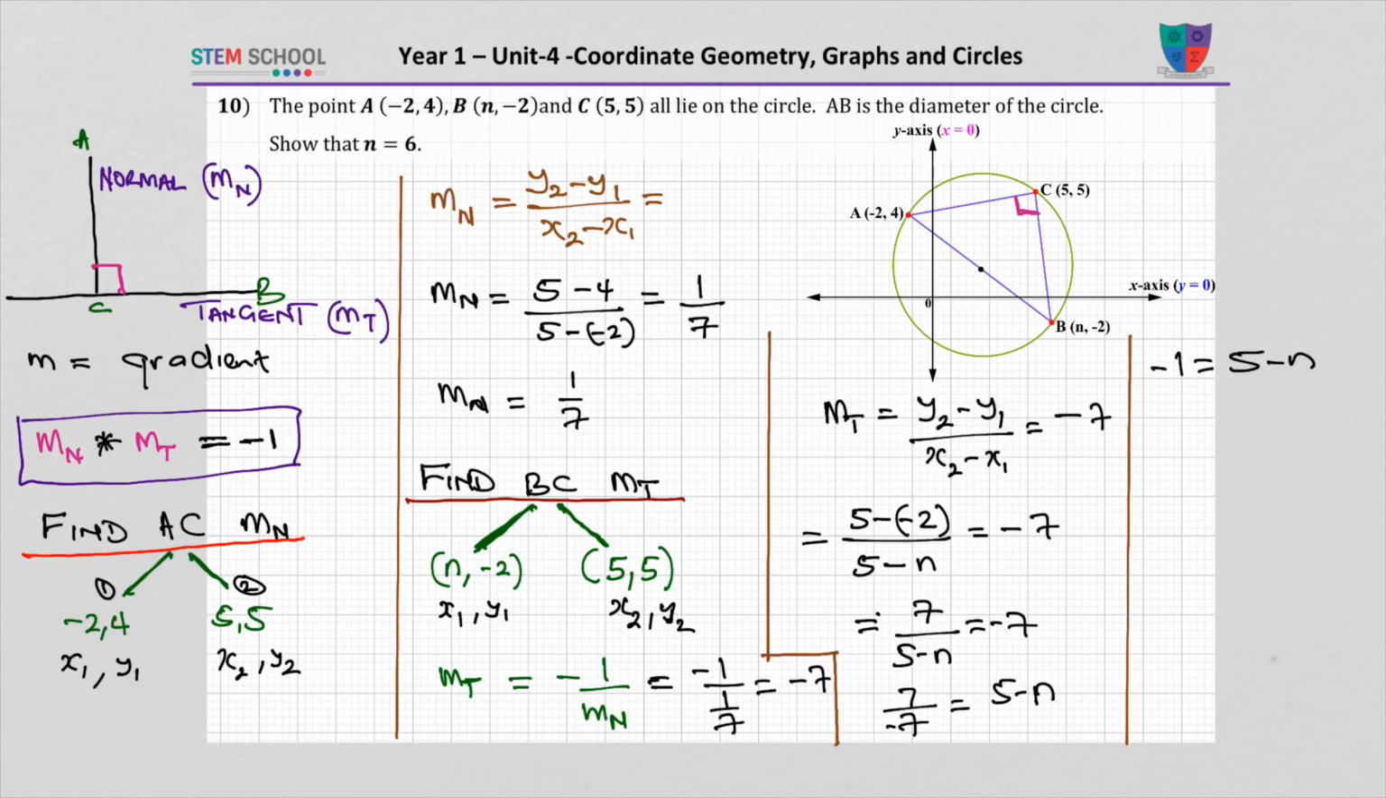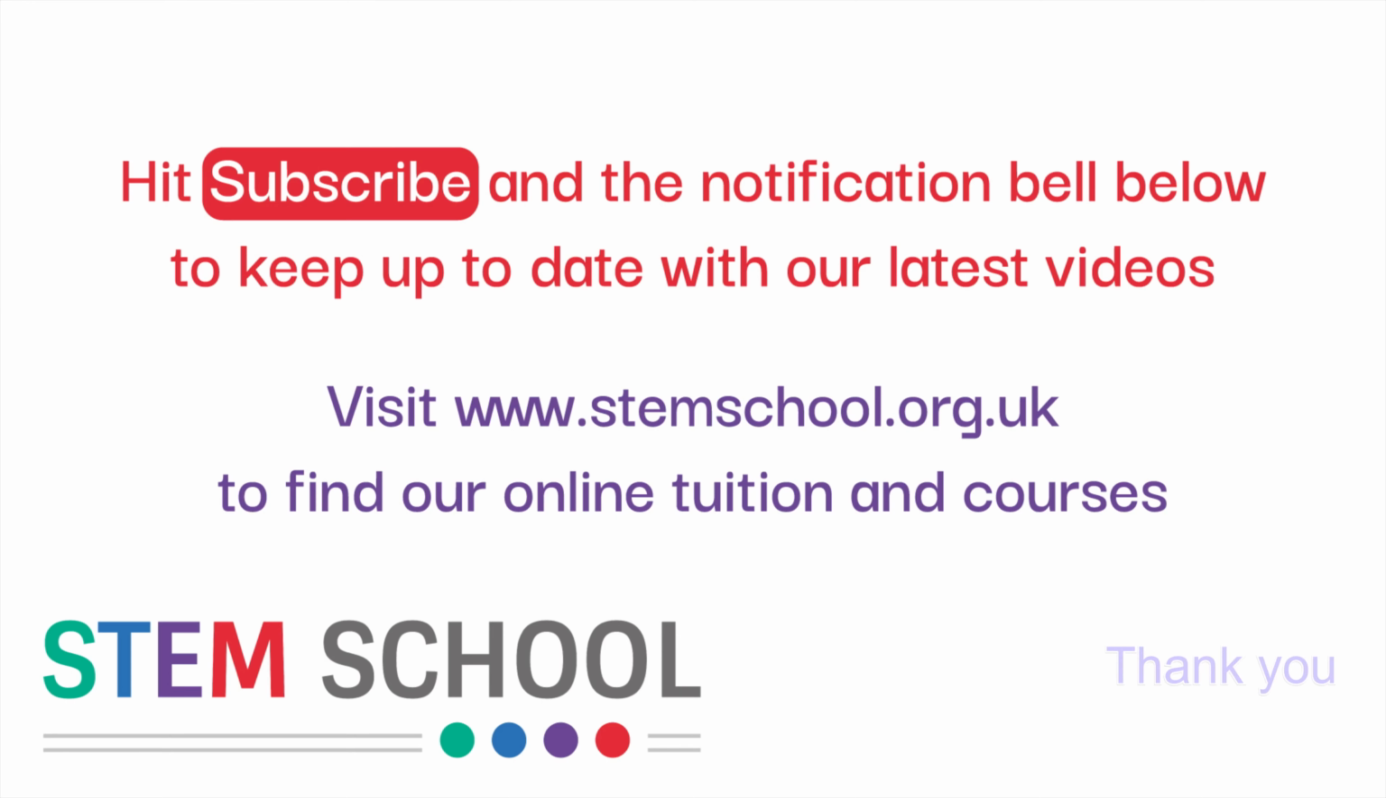If we take n to the other side, I get n equals, and I take minus 1 to the other side, I get n equals 5 plus 1, n equals 6. And that proves what we've been asked to show. And that shows that n equals 6.